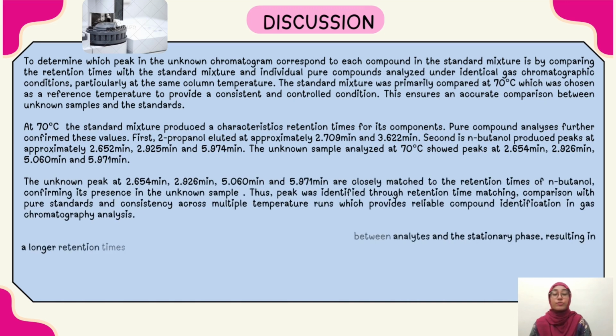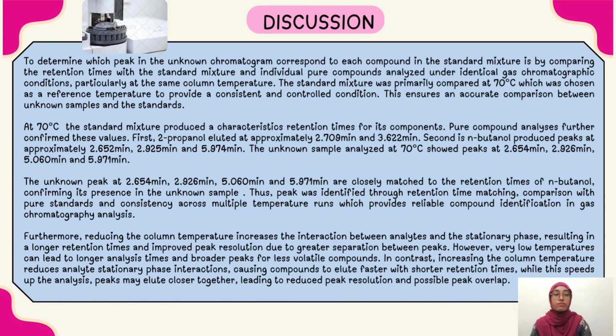To determine which peak in the unknown chromatogram corresponds to each compound in the standard mixture is by comparing the retention times with the standard mixture and individual pure compounds analyzed under identical gas chromatographic conditions, particularly at the same column temperature. The standard mixture was primarily compared at 70 degrees Celsius, which was chosen as a reference temperature to provide consistent and controlled conditions. This ensured an accurate comparison between unknown samples and the standards.